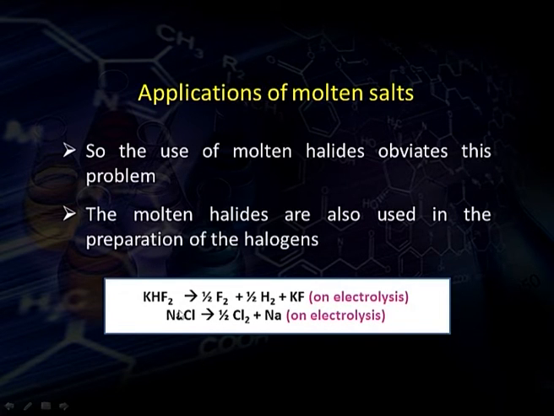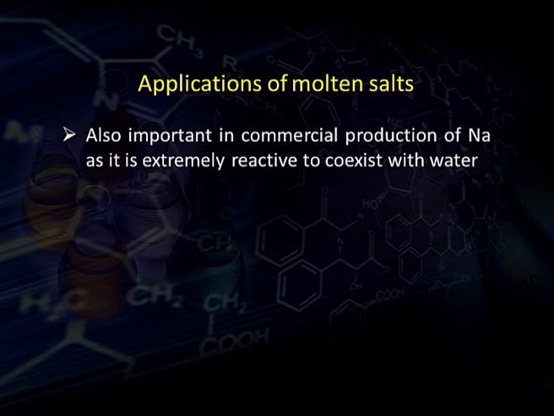Here we can see we have KHF2. This gives on electrolysis fluorine plus hydrogen plus KF. So, the fluorine can be prepared with this reaction, and NaCl on electrolysis gives Cl2, that is the chlorine gas, plus sodium. So, chlorine can be prepared by this reaction. So, we can say that the halogens can also be prepared using molten halides. So, these halides are in the molten form.